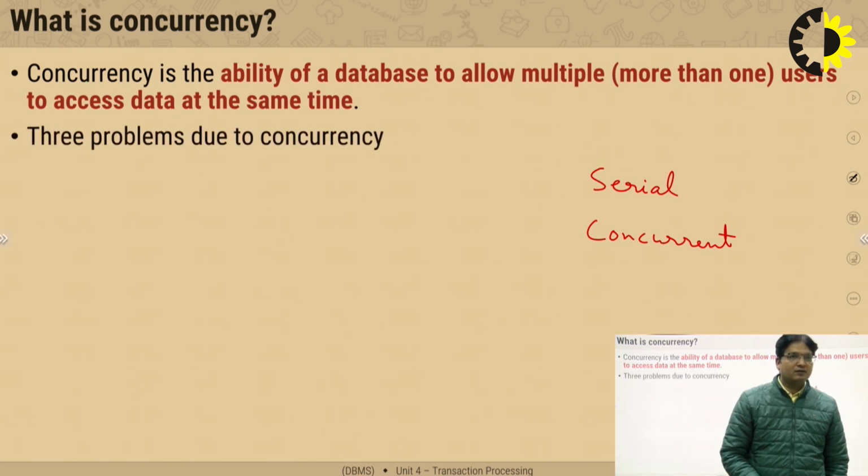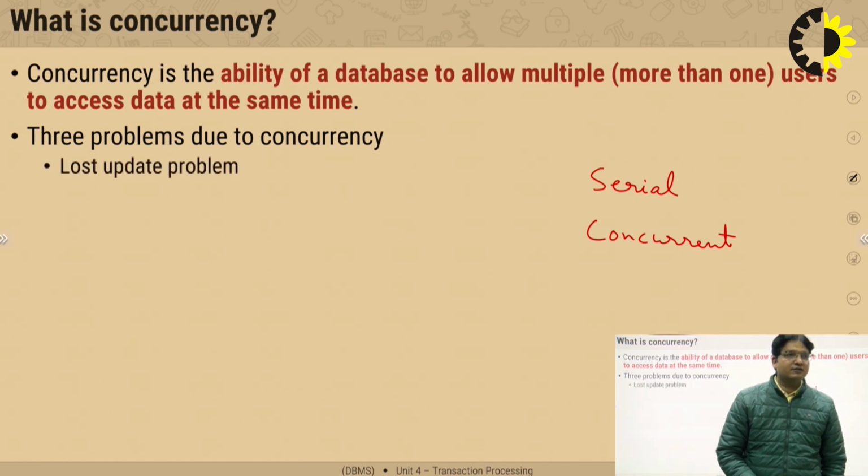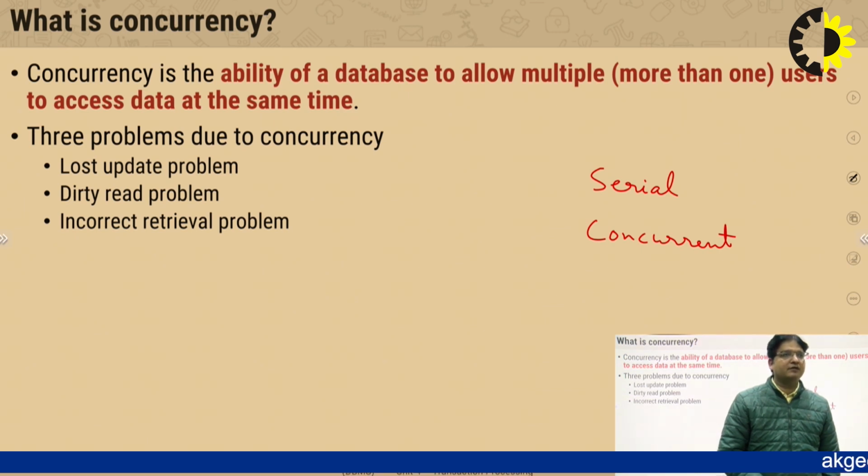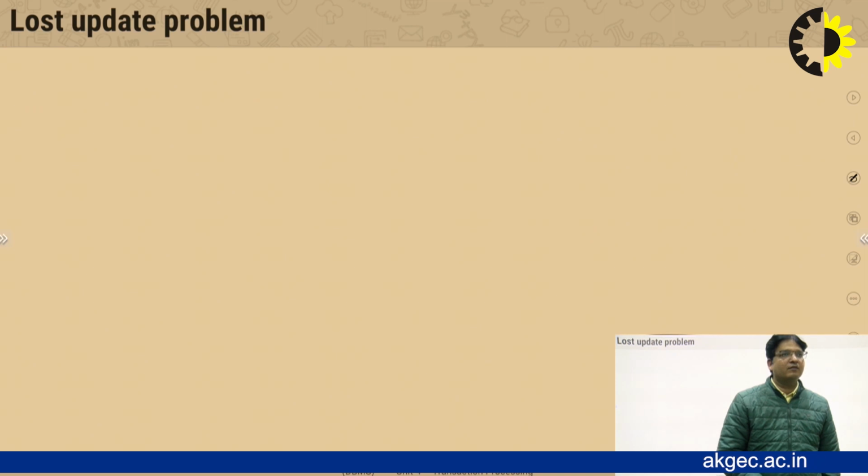Now, there are three main problems that are associated with the concurrency. First is lost update problem, second is dirty read, and third is incorrect retrieval problem. These three are the main classical problems that are associated with the concurrency control, and all of these are covered in the standard textbooks defined by different authors. So we will be studying them one by one.